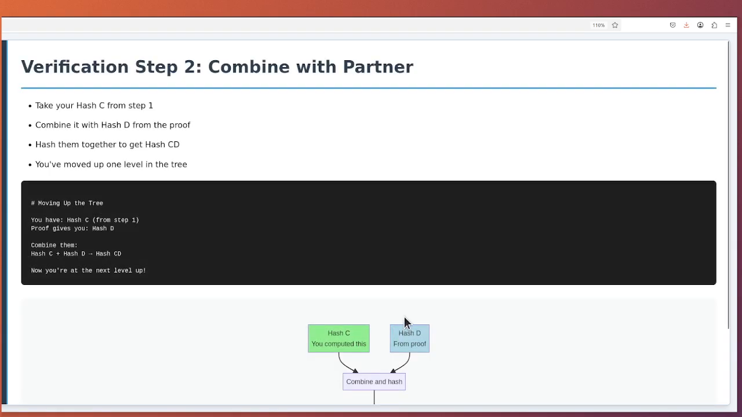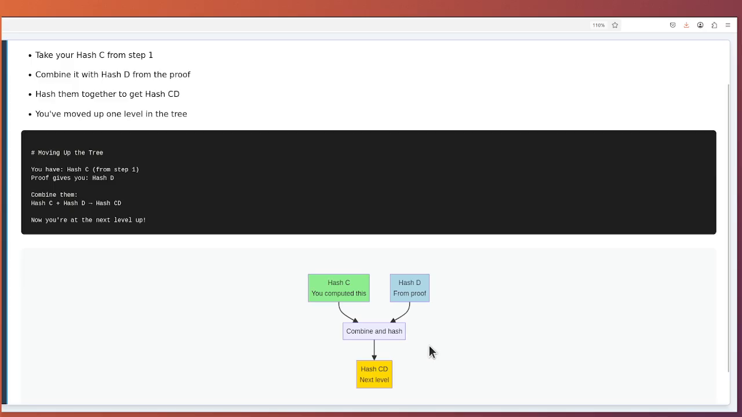Step 2. Combine with partner. Now we take our hash C and combine it with its partner. The proof told us that hash D is C's partner at the leaf level. We put hash C and hash D together and hash them. This gives us hash CD, the combined hash of C and D. We've now moved up one level in the tree. We started at the leaves with hash C, and now we're at the next level up with hash CD. Notice we needed hash D from the proof to do this. That is why the proof includes helper hashes. They let us compute our way up the tree without having all the actual transactions.